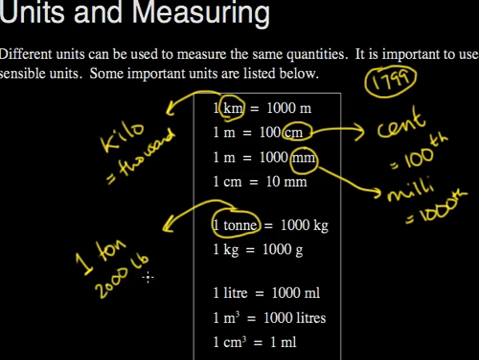LB, again, has got an interesting sort of history. I'll get into that in a moment. But 2,000 pounds is 1 ton in the US, and this is imperial measurement. And this is actually a different ton, spelt T-O-N-N-E, which is equal to 1,000 kilograms. So there is a big difference between these two.